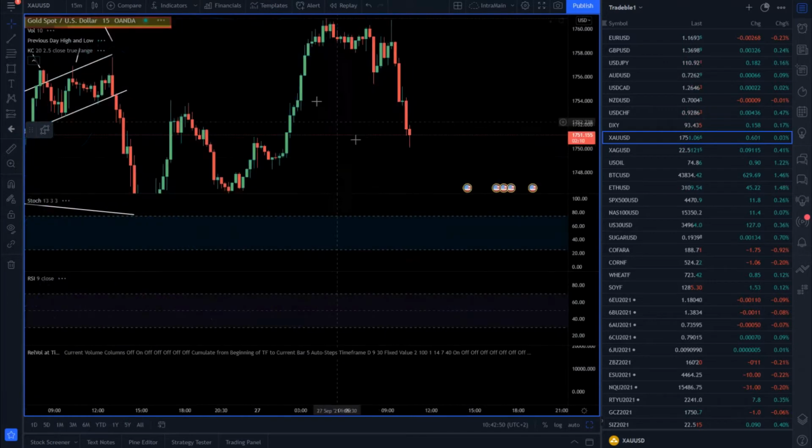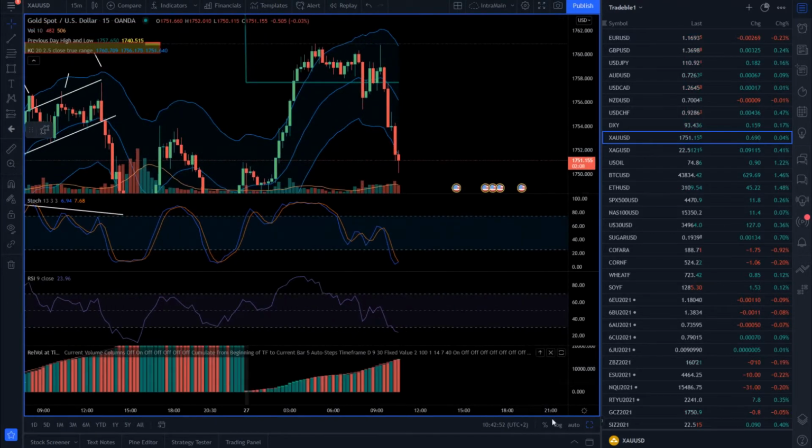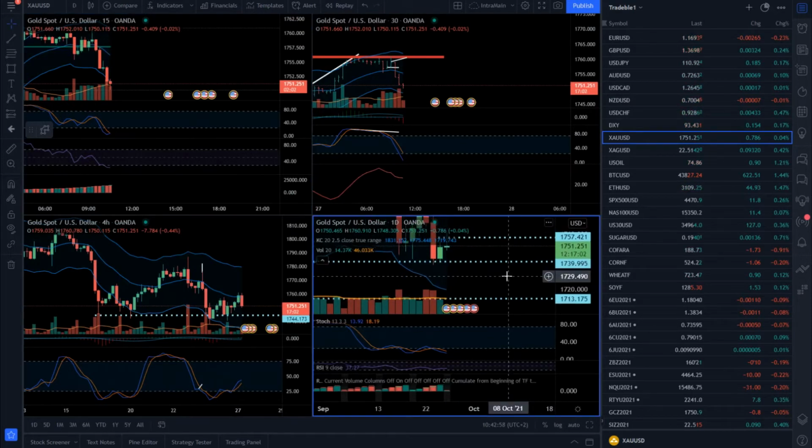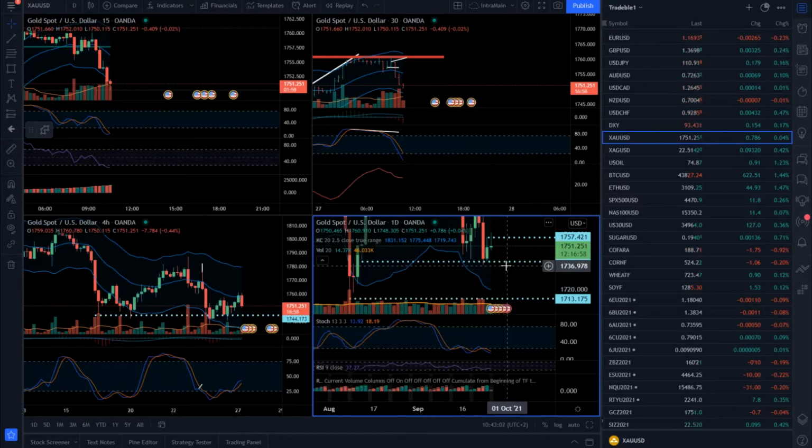So I do expect that this completion of the ABC will lead us to a retest of 1739, but also watch, in case of a bigger drop, if the price trades below 1737, I guess we can see 1724 and then maybe even 1716 on the test. So watch for selling opportunities on the rallies.